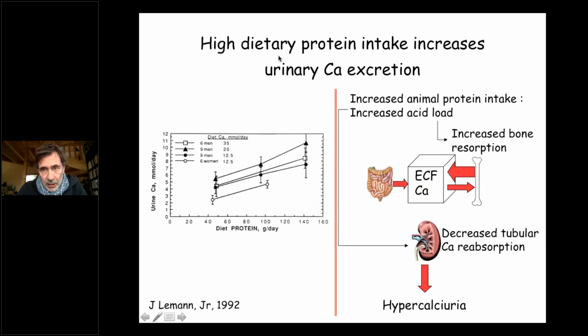High dietary protein also increases urinary calcium excretion. The same author showed that there is a linear relationship between dietary protein intake and urinary calcium excretion. One explanation could be that animal proteins produce metabolic acids, fixed acids, that have to be excreted in urine. A higher acid load increases bone resorption, but also decreases the ability of the renal tubule to reabsorb calcium, and this leads to hypercalciuria.